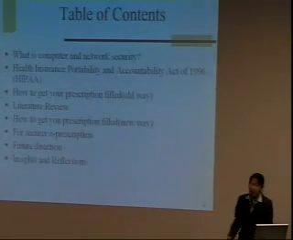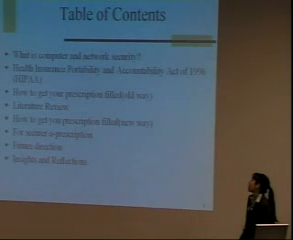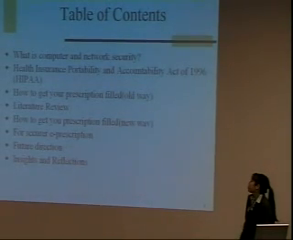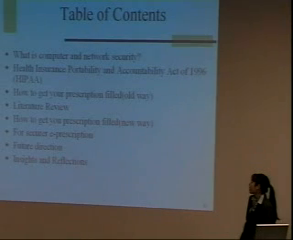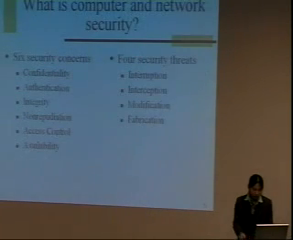First, we'll take a look at what computer and network security means, followed by a brief look at HIPAA, which is the privacy laws regarding health information in the US. Then we'll take a look at how a prescription is filled, followed by a literature review, how the e-prescription gets filled, how to establish the secure e-prescription, and future direction, insights and reflections.